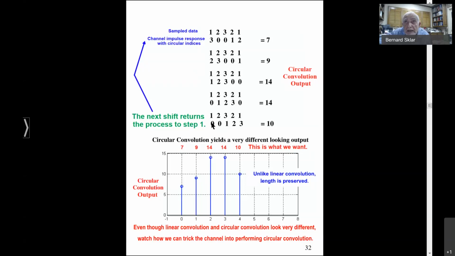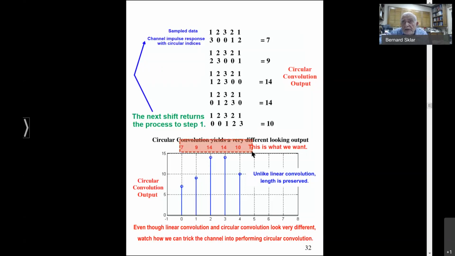And notice when I make the next end around shift, I'm right back there at the beginning. So I've really done circular convolution. There is no transient involved. The finish over here is the same as the start over here. And so this is what I get. I get the sequence 7, 9, 14, 14, 10.